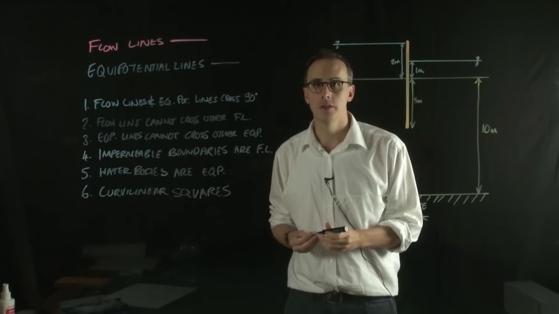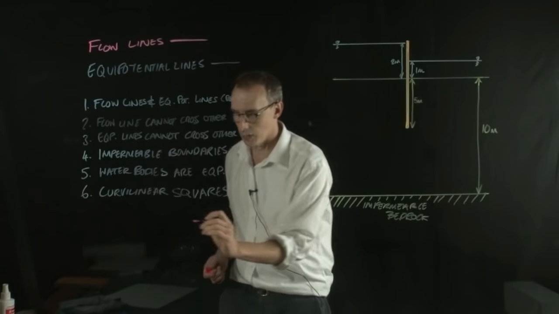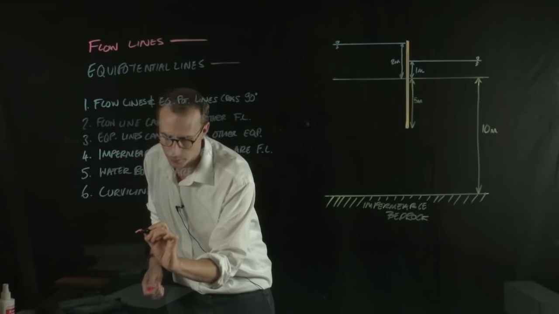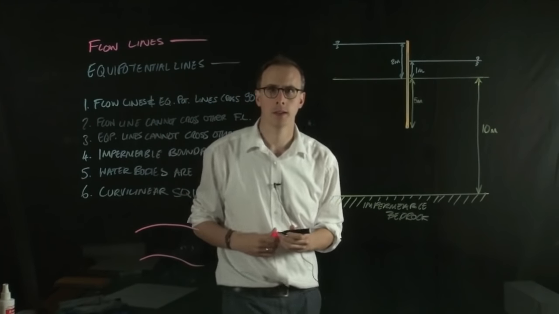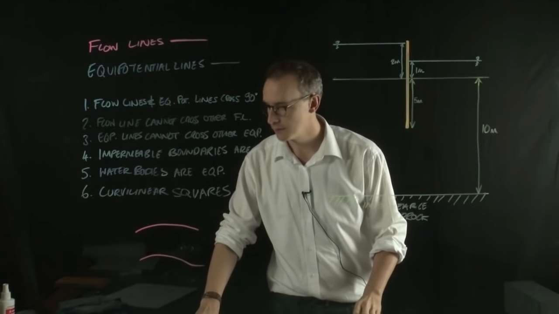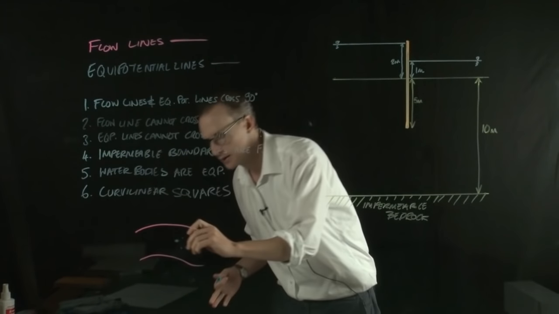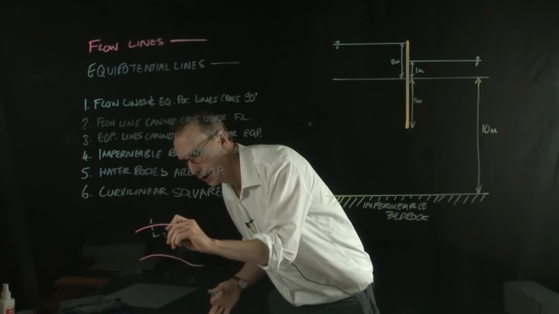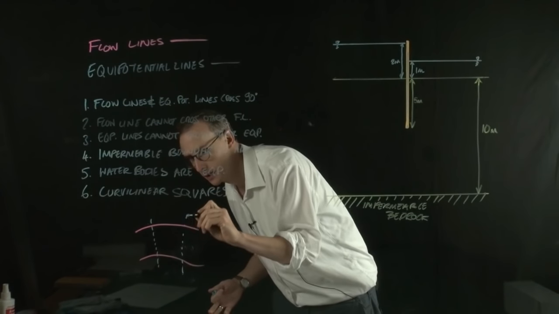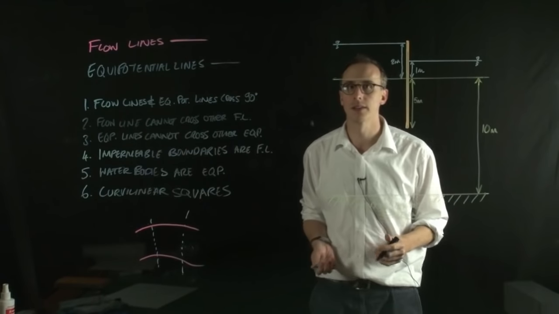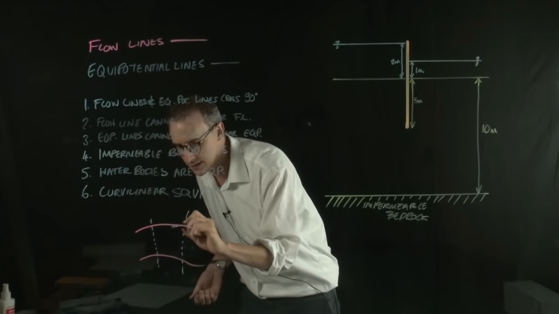So what are curvilinear squares? Well, if I have two flow lines that I've drawn, and let's say the water is flowing like this, then to form a curvilinear square, I need to draw my equipotential lines to form a shape that looks like this. So my equipotential lines should look something like this, where I can draw a circle within this space.